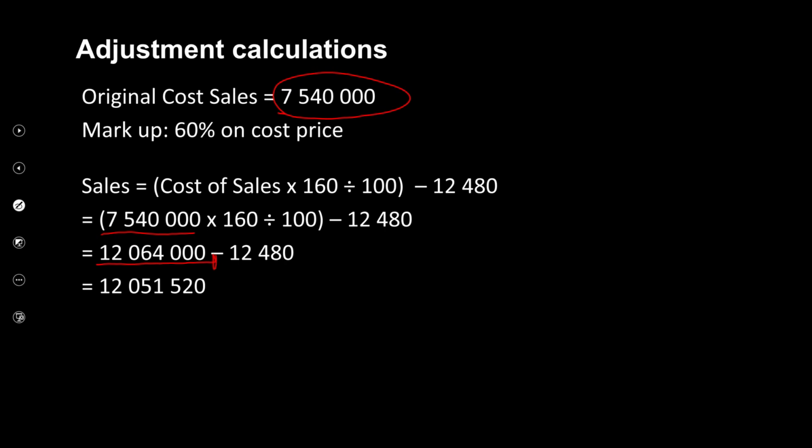We've taken the cost of sales figure of 7,540,000 and we've marked it up by the markup of 60% on the cost price. So you're starting off from a cost of sales figure working towards a sales figure. Clearly you can see that when you mark up the goods on cost, adding the markup to the cost price will then increase it to give you your selling price.